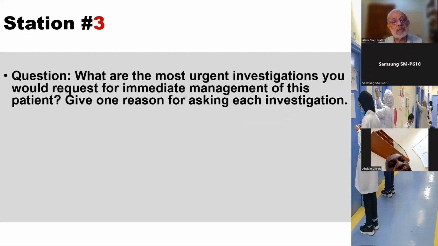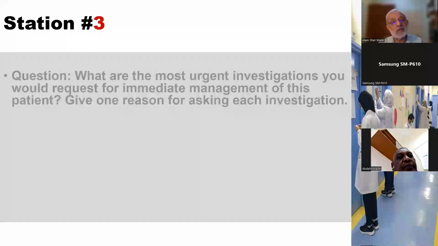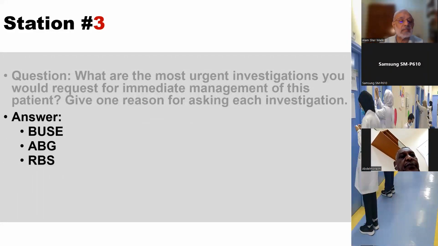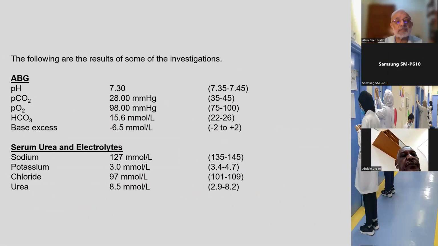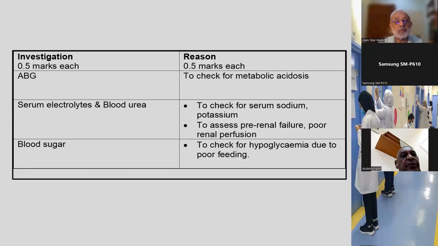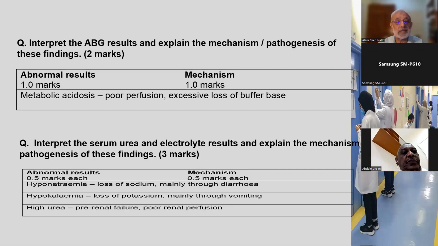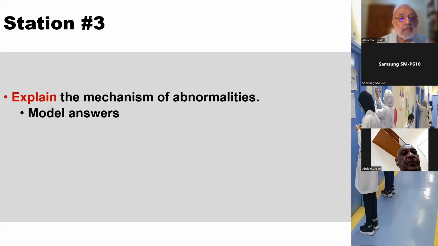So first question would be the examiner asking the student what investigation you would do, and this is the model answer we are expecting. And once the student has given the answer, the examiner may provide results of one or more investigations and ask the student to interpret the illness of the patient. So these are different investigations and their results which may be provided to the student to interpret. And then they explain the mechanism of abnormalities, and the model answer would be provided.